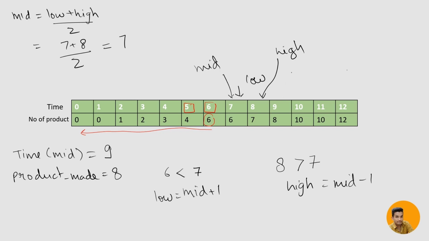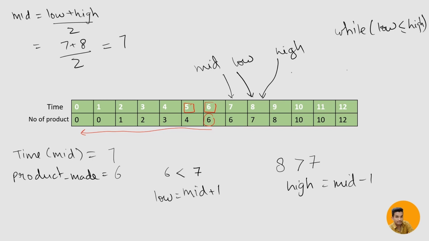So again, we will check what's the value. Mid is pointing to 7, and product made is 6. It is less, so we will increase the low to mid plus 1. So our low, which is sitting over here, will go to mid plus 1. So mid, 7, plus 1 is 8. So low will point over here. Now if you remember, our binary search goes up to low is less than or equal to high.